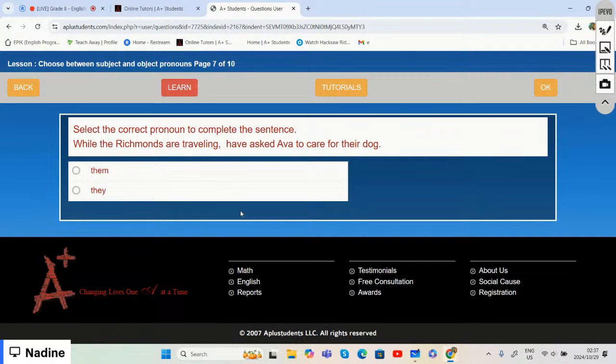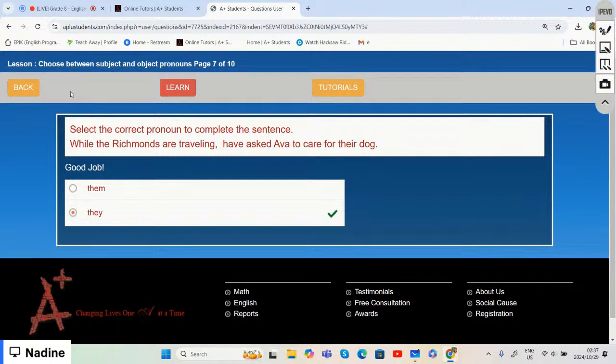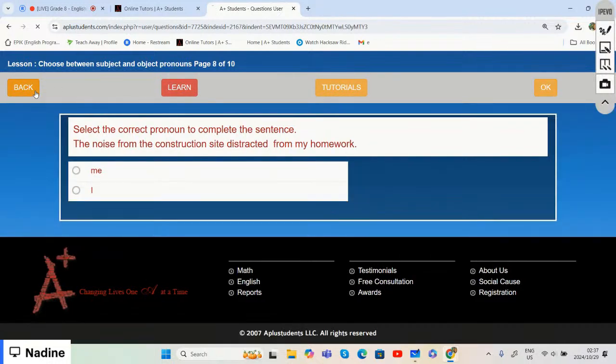And if we were to select the correct option, then we can say they have asked Ava to care for their dog. Well done.